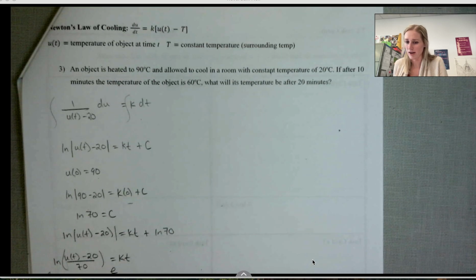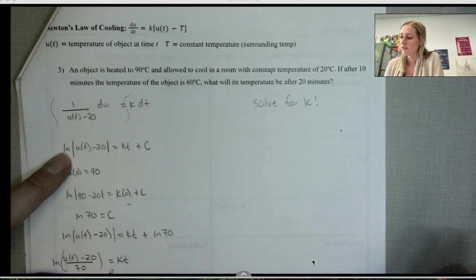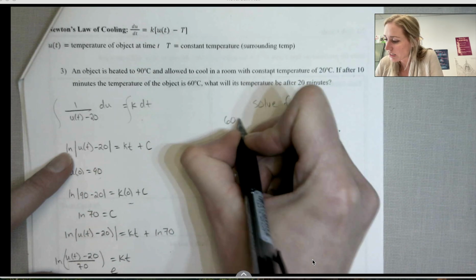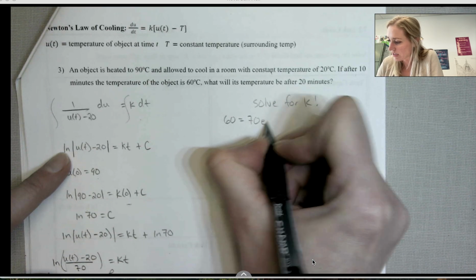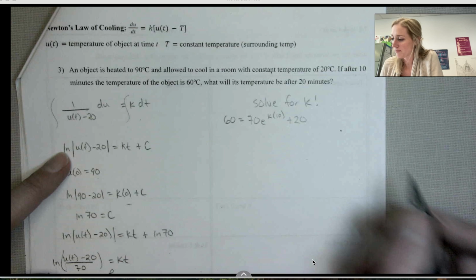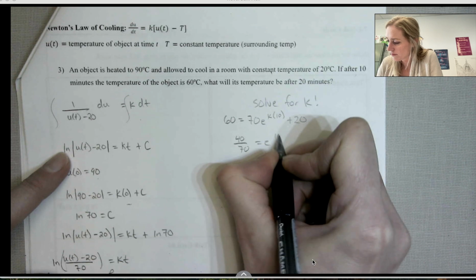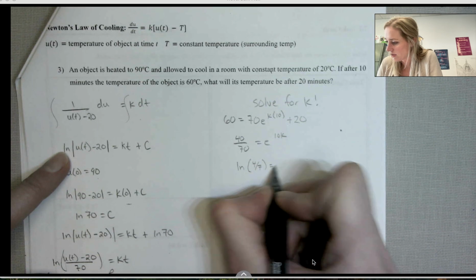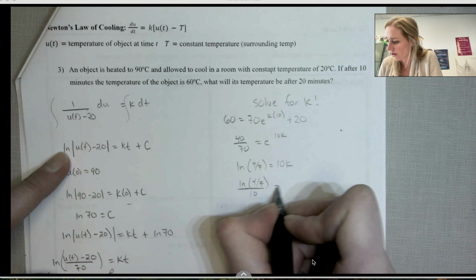Again, to start, we do have to find k, always. All right, so they give us another time scenario. After 10 minutes, the object is 60. So 60 is our temperature after 10 minutes, so we're going to plug in 10 for t. So I had 70 e to the k, we're plugging in 10 for t. Okay, so we are solving this for k. Subtract 20 and divide by 70. Take the natural log of both sides, and I'm going to reduce this to just 4/7. So natural log of 4/7 over 10 is our k.